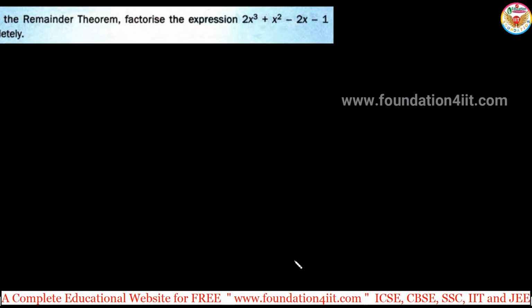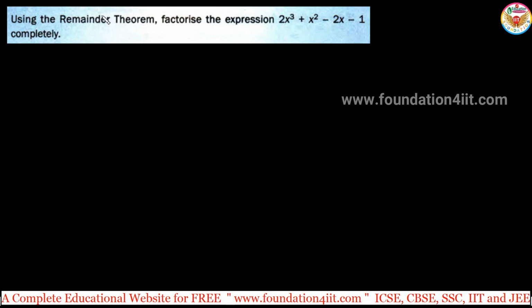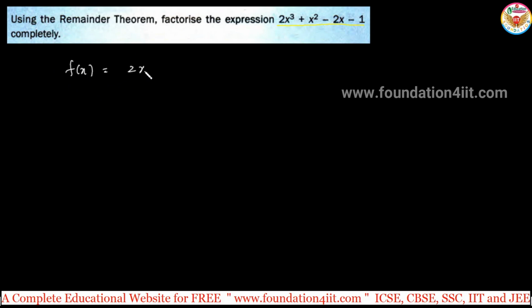Again, another type of question. Without giving any factor, they will give the question: factorize the expression completely. So this is the cubic polynomial. Let us take this as f of x. f of x is 2x cube plus x square minus 2x minus 1. We are supposed to find at least one factor.